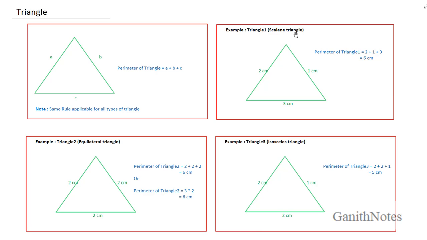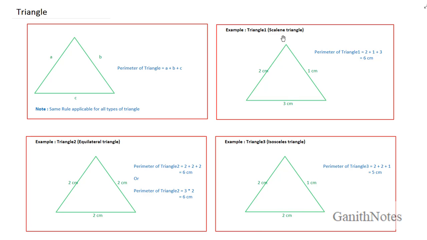One would be a scalene triangle, where all three sides have different lengths. An equilateral triangle, where the sides of the triangle are equal in length. An isosceles triangle, where only two of its sides are equal.